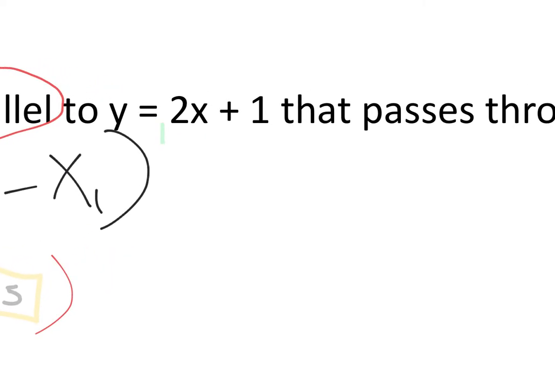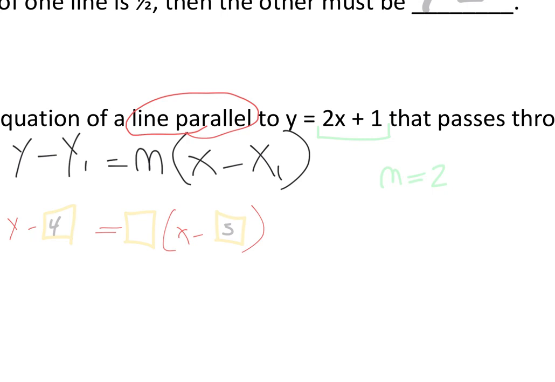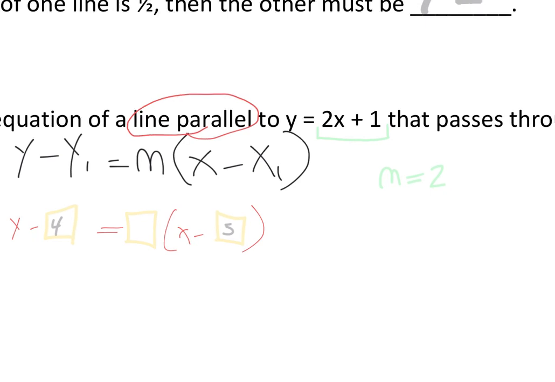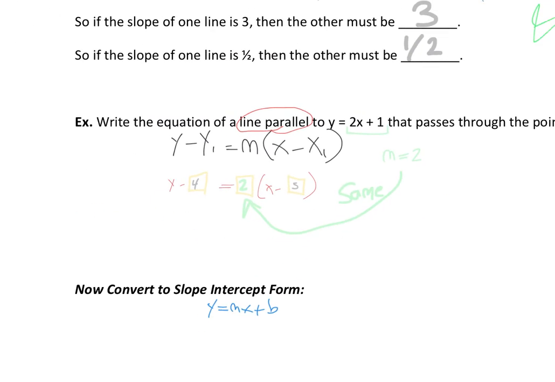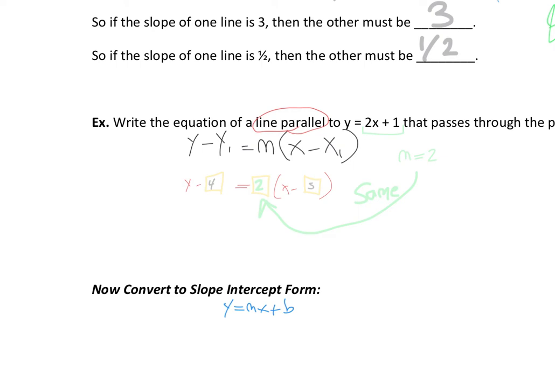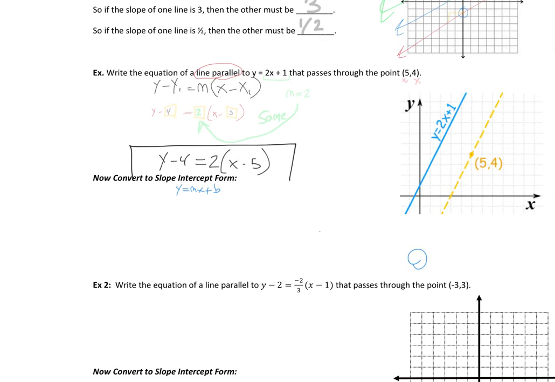Think about this line here. What's the slope of that? It's 2. It's the value with x. So if the slope for that line, the blue line, is 2, and we want a line that's parallel, we need the exact same slope. So that gives us our point slope equation as y minus 4 is equal to 2 times the quantity of x minus 5. So that is an equation that passes through this point with the slope of 2.